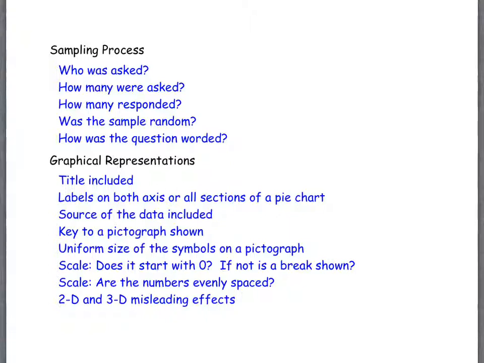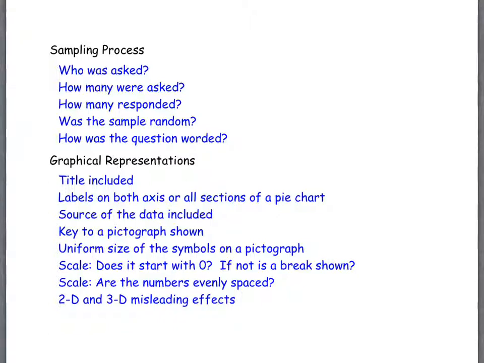There's also issues with graphically representing data, and people do this all the time. What I really hope that you'll get out of looking at this section is the ability to look critically at the information that is presented to you, primarily in the media, because this is where you see it happen the most. All right, so here's some issues.